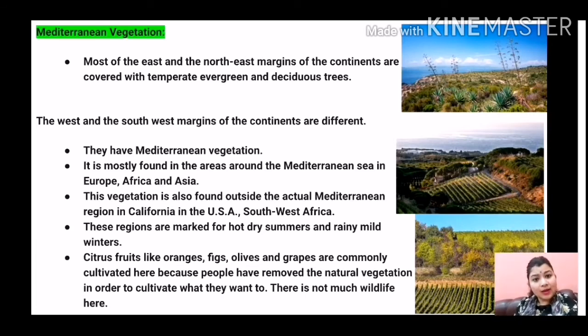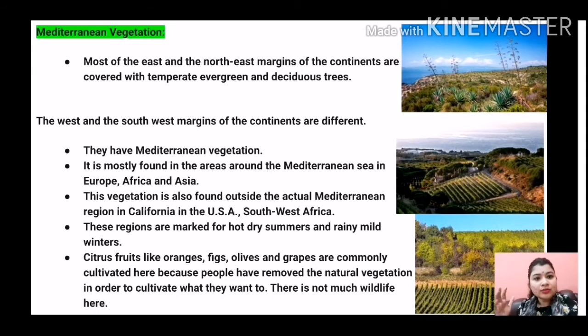These regions are marked by hot dry summers and rainy mild winters. So winters are very much mild in this region, and they have hot dry summers. Okay, California in USA and Southwest Africa. Remember this. And in these particular areas only we will find Mediterranean vegetation, called Mediterranean vegetation because it falls around the Mediterranean Sea.